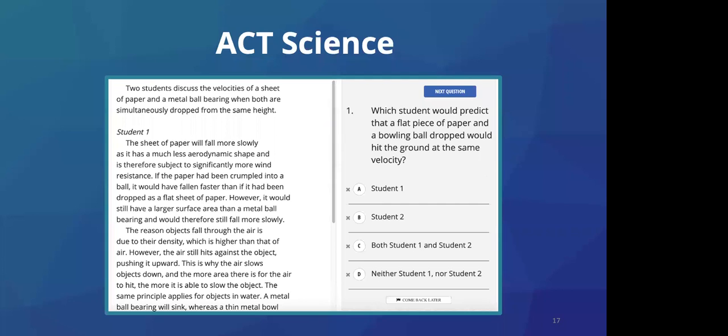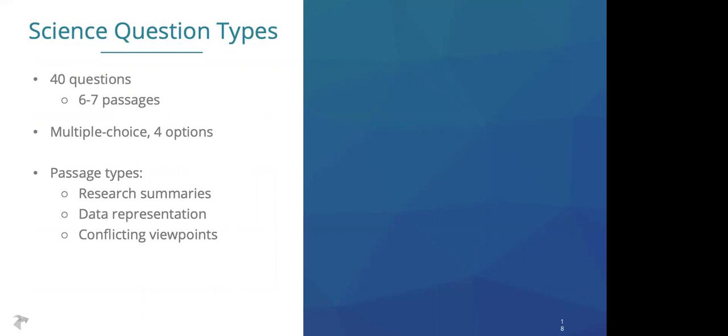Next, we have the ACT science section. The science section consists of 40 questions, which are based on 6 to 7 passages. Once again, these are multiple choice questions with 4 answer choice options. The passages are either going to be research summaries, data representation, or conflicting viewpoints. Topics you may see discussed in these passages are biology, chemistry, earth space science, and physics.